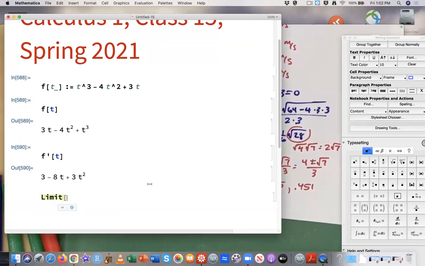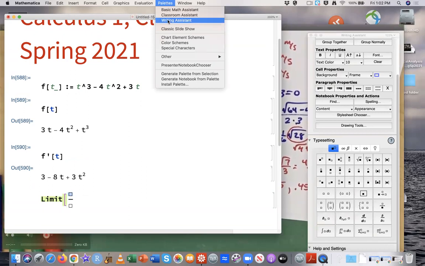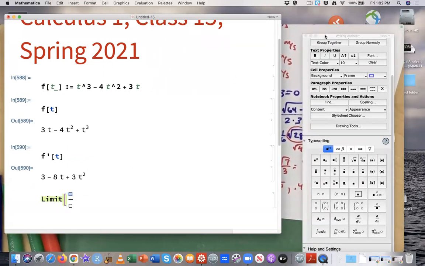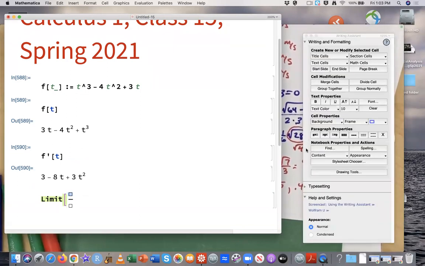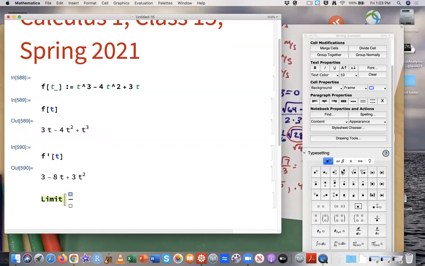I can type limit with a capital L. Then I can get this palette to get a fraction. To get the palette to show up here, the writing assistant, you can go up to the palettes menu and go to writing assistant, and then this kind of thing will show up over here. And when you go to the typesetting part of that down here, open this up, you'll see various buttons, like there's one that's a fraction. I made that fraction by clicking on that button. Not that you have to make fractions that way, you can just do a slash. But I kind of like doing that.